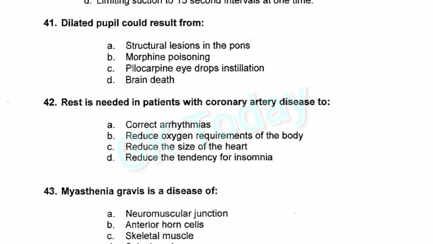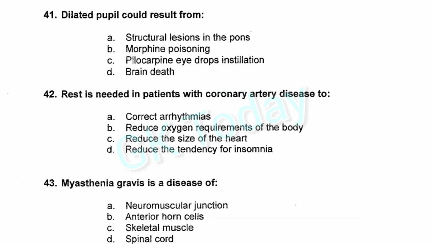Question number 42. Rest is needed in patient with coronary artery disease to? Option B, reduce oxygen requirements of the body. Question number 43. Myasthenia gravis is a disease of? Correct answer is option A, neuromuscular junction.